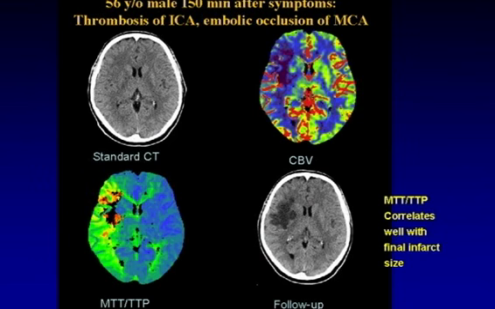tissue at risk. So again, a patient here with a non-contrast CT, here's the abnormality on the CBV. On the mean transit time, there's a small area here with a corresponding larger area of transit time abnormality, and here's a follow-up somewhere in between the two maps.